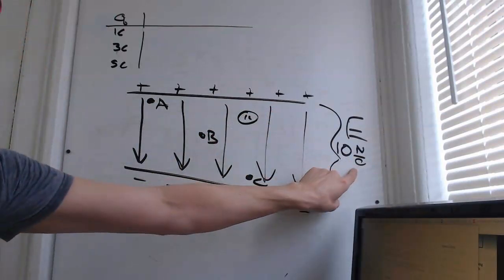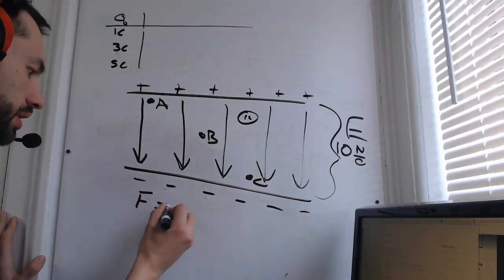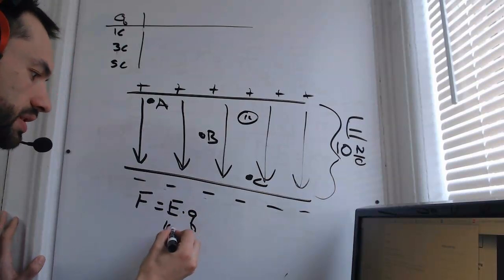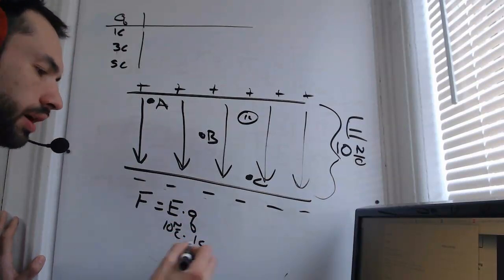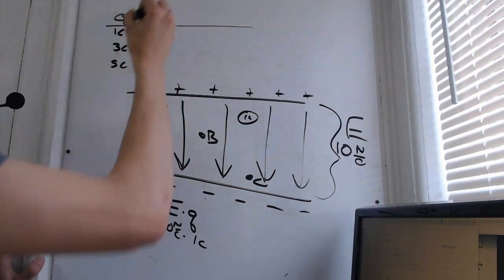And because it's 1 coulomb, I can find the force on it. Well, the force is going to be E times Q, which is 10 newtons per coulomb times 1 coulomb. Hey, what do you know? That gives me 10 newtons of force.